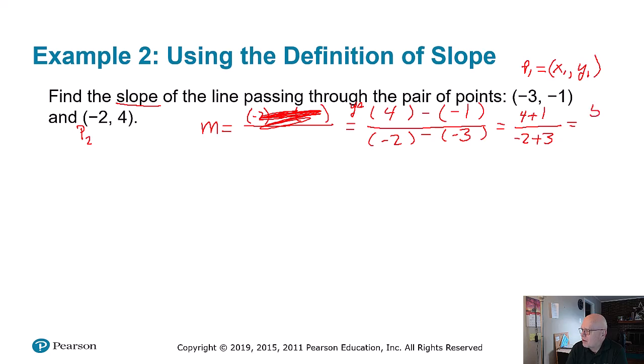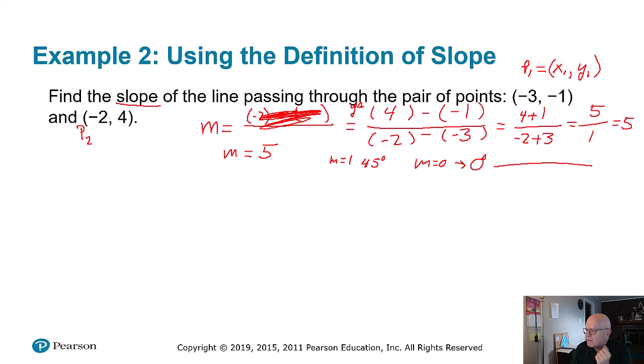On the top, you have a 5. On the bottom, you have a 1. And we'll just simplify this to 1. So the slope of a straight line that crosses those 2 points is a 5. That means it's very steep. A slope of 1 is the same as 45 degrees, just for your information. That can be handy. A slope of 0 means 0 degrees. It's totally flat. We'll get back to that.